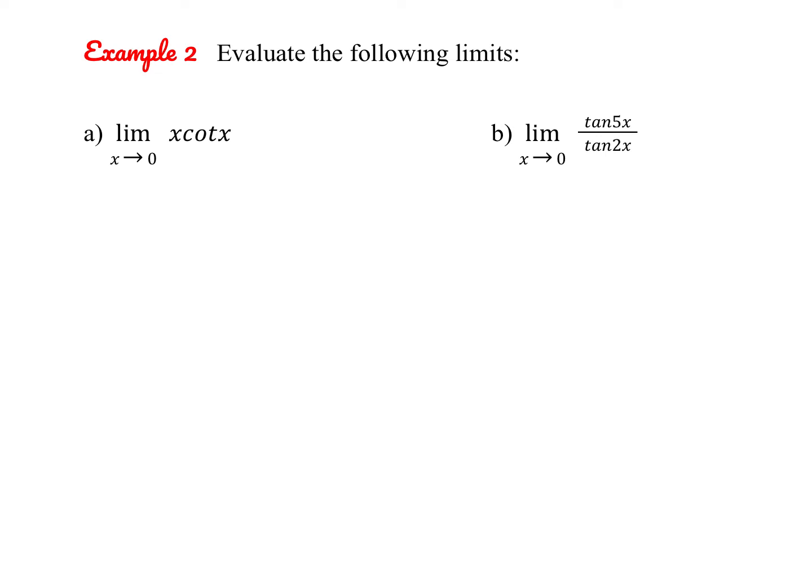All right, let's try a couple more together. So for part A, again, this doesn't look like any of those two definitions from our first slide. So let's see if we can rewrite our function. So we know that cotangent is cosine over sine. So I can do this.